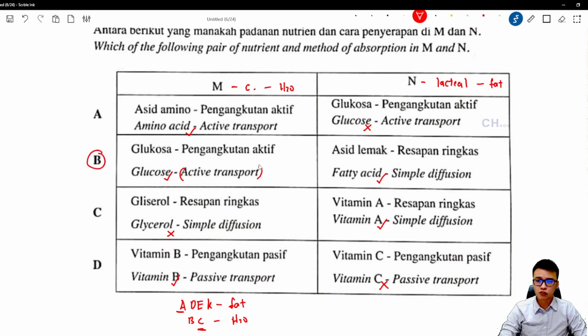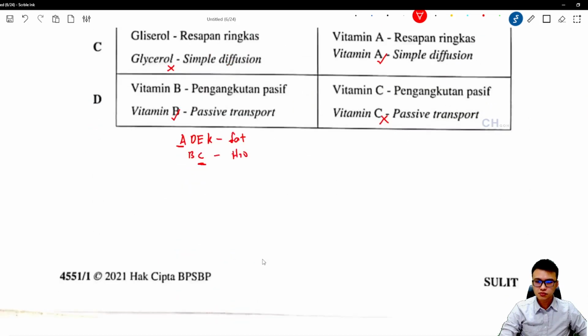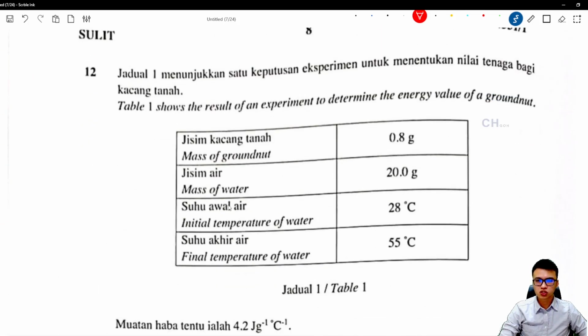Now remember, for the nutrient absorption of glucose and amino acid, confirm using active transport. Why active transport? Because we want to get as much glucose and amino acid back into our body. So we must use active transport here. Okay, so please remember this. This is important. Now let's move on to question 12.